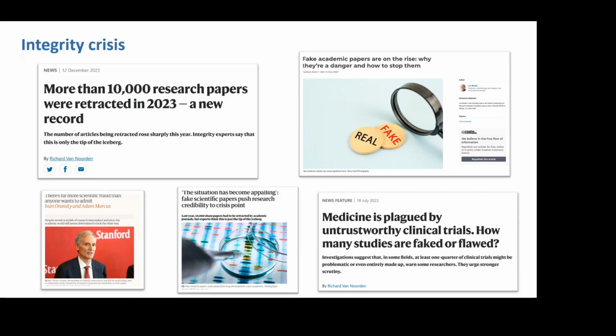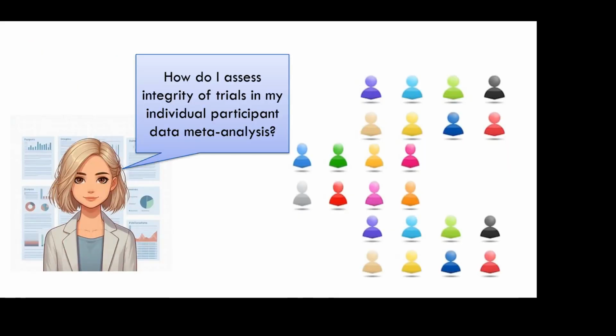I'm not sure how much you've all heard about the integrity crisis, but it's certainly a big problem, with some estimating that up to a third of all trials have something seriously wrong with them, so are fraudulent or so bad that you shouldn't include them in your evidence synthesis. There have been lots of really high-profile cases, but that may only be the top of the iceberg. So seeing all of these headlines come up, I asked myself, how do I assess the integrity of data for my IPD meta-analyses?